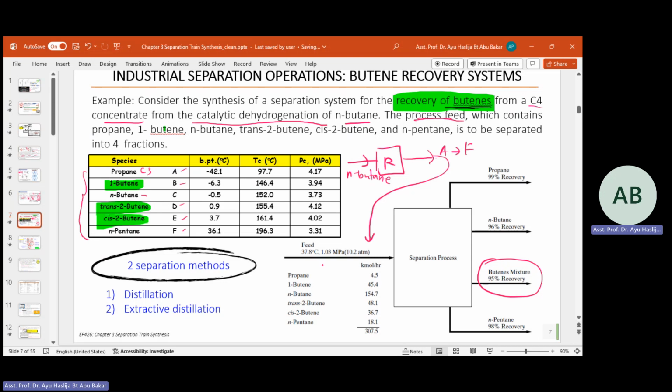Now, how to separate them? You have 5 components in the feed with this rate, in kilomole per hour. Now, you need to find out the properties of each component in order to separate them. The important properties are their boiling point, critical temperature, and critical pressure, so that you know how to manipulate the condition of this separation equipment.